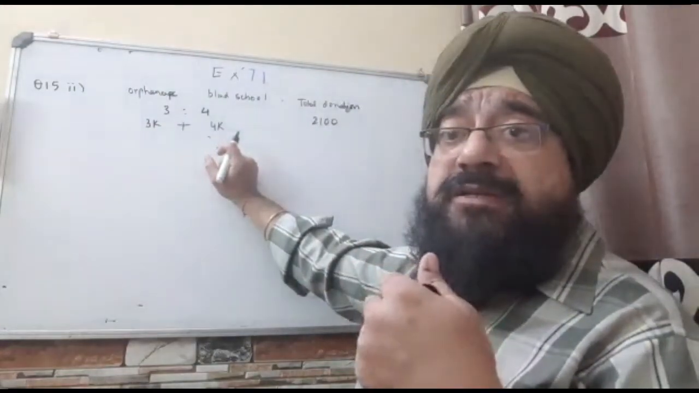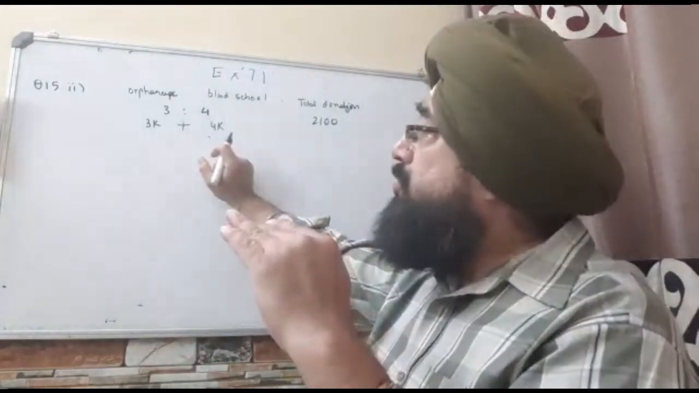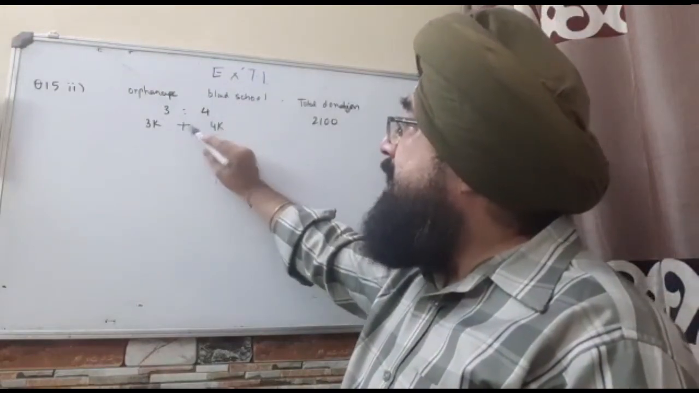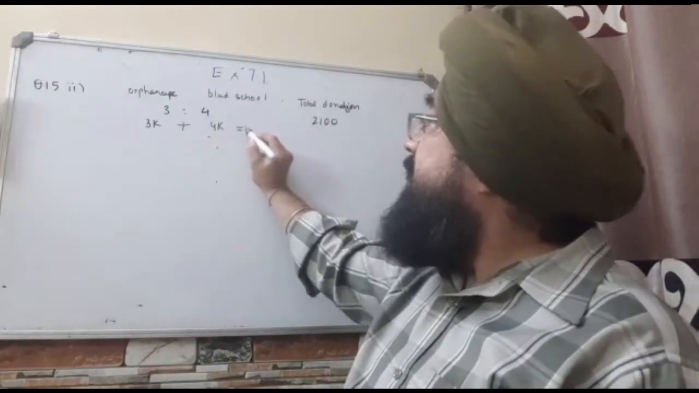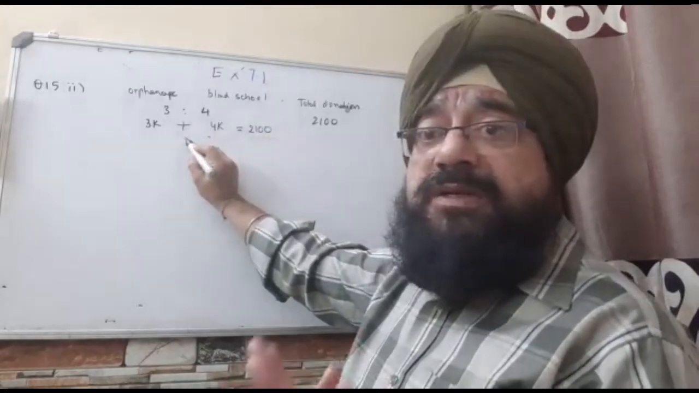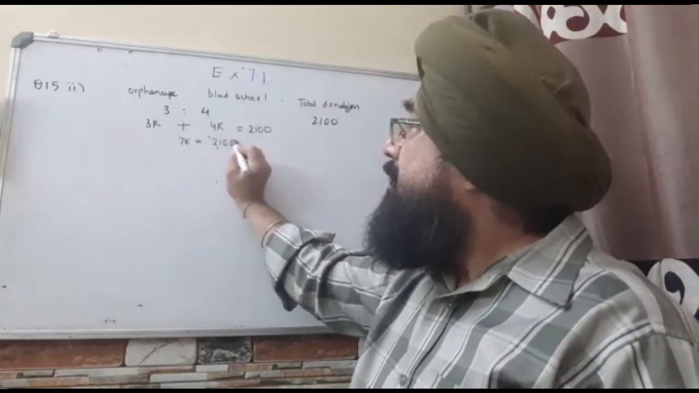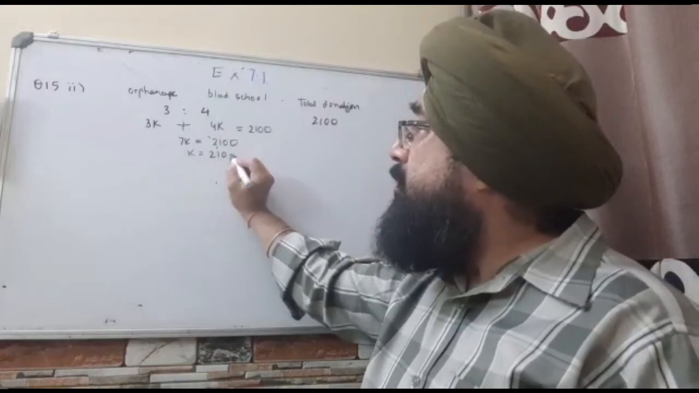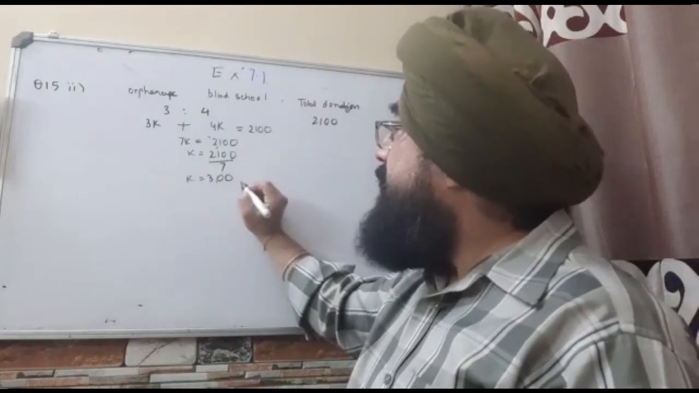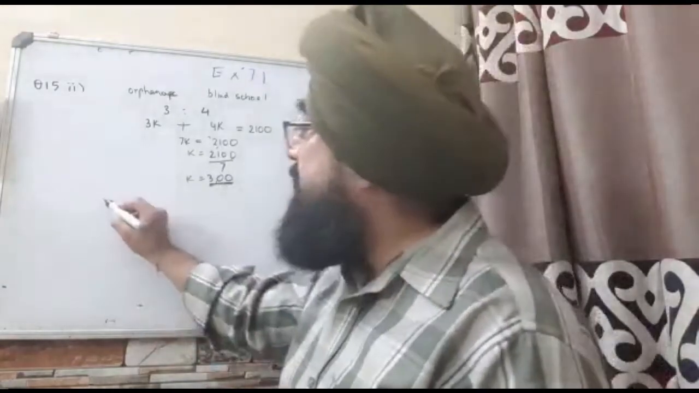I have to divide my money in the ratio 3:4 to the orphanage and to the blind. So to the orphanage I am giving 3k, then I am giving to the blind 4k. And this makes the total money. But total money is 2100. So obviously this is a cakewalk for you. 7k is equal to 2100. We'll make k equal to 2100 over 7, and therefore k comes out to be 300.